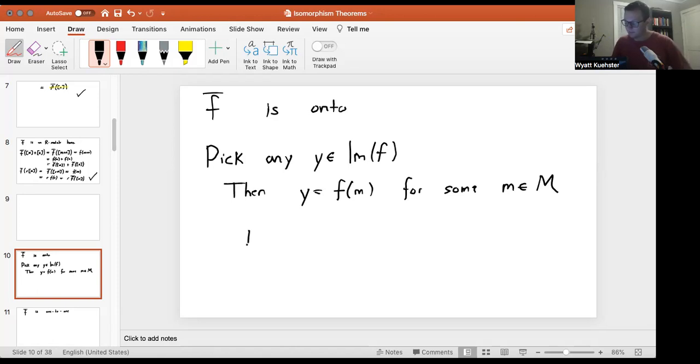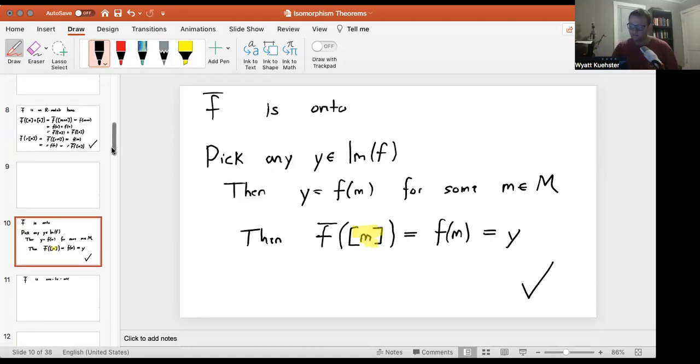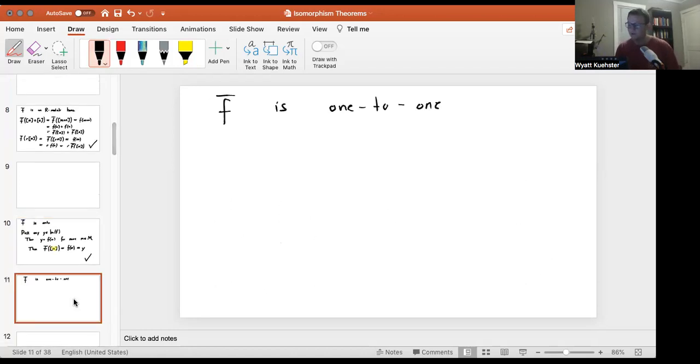So if I take f bar of the equivalence class of m, or the coset of m, or m plus kernel of f, that equals f of m, which equals y. So I found a thing that maps to y under f bar. So f bar is surjective. Everything in the codomain is actually something in the image of f bar. And then we'll show it's one-to-one.